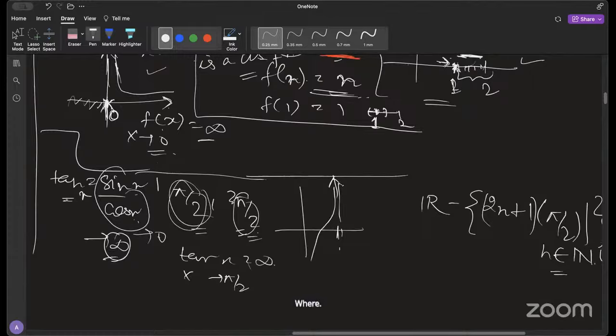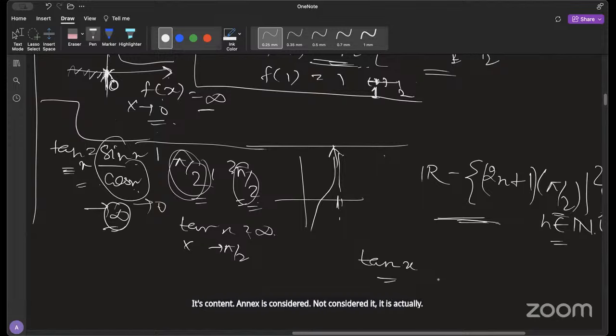Where is your tan x? This is where your tan x is defined. So where are you going to check the continuity of tan x? In the domain. In this domain, right? So the only points that are going to create a problem are odd multiples of pi by 2. But you don't have to check continuity there, right? Because it's not even in the domain. So tan x is actually continuous everywhere it is defined, because at points other than these, it's continuous. Is it fine?